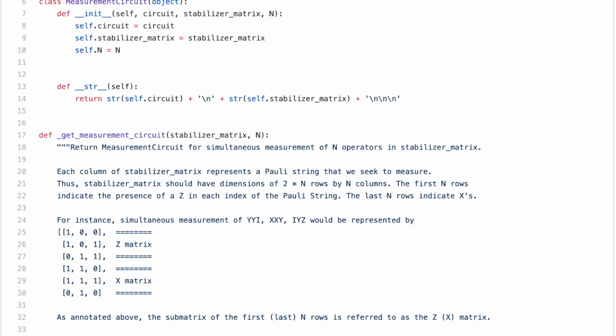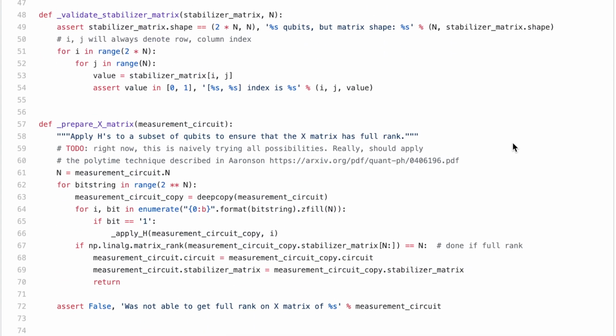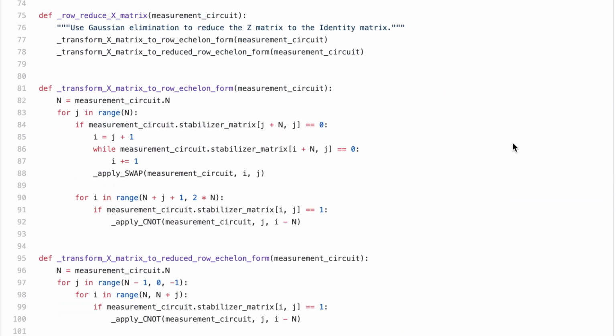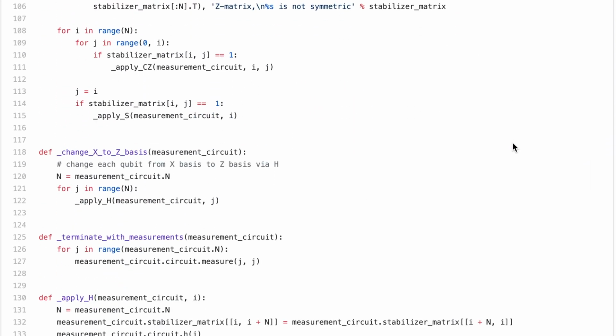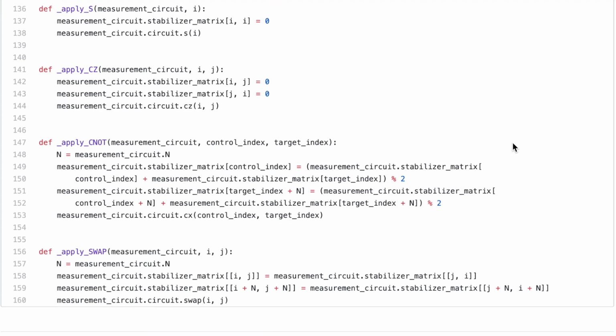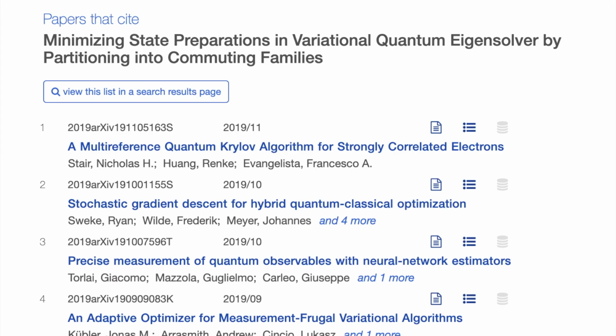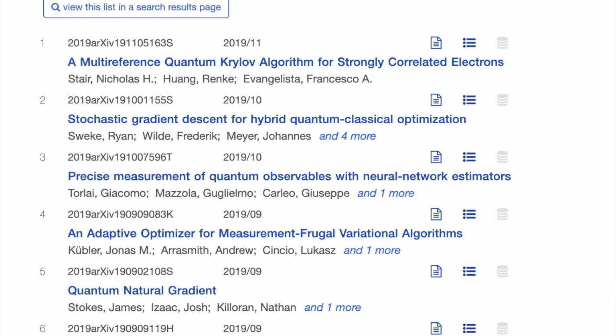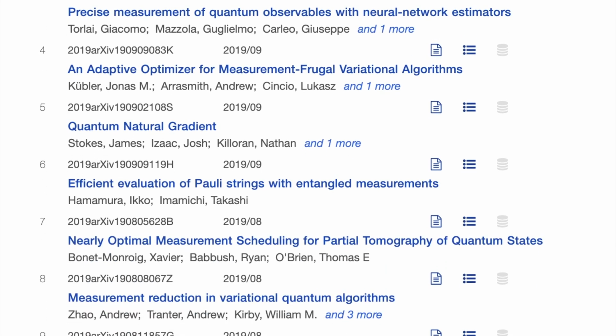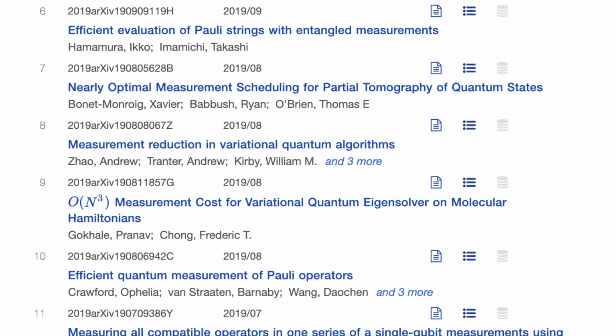Another important aspect of our work is code in Qiskit for generating actual circuits for simultaneous measurement. This turns out to be non-trivial, but we figured out a way to do it using the stabilizer formalism. Our paper is already having a large impact, with over 13 citations just in the past few months since it was released.